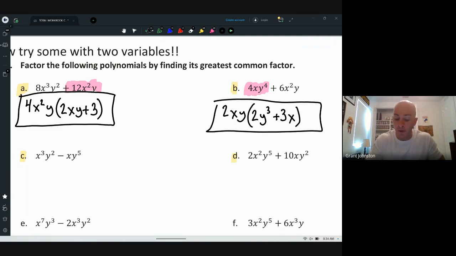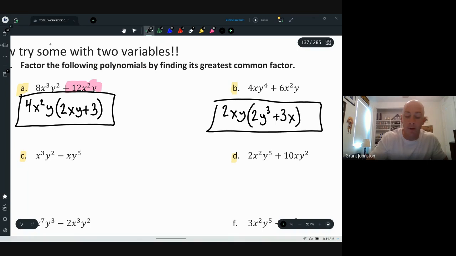And remember, distribute to check. 2xy times 2y to the third would give you that 4xy to the fourth. So like that, remember, always distribute to check. I feel like I'm redundant. I keep saying that. All right.